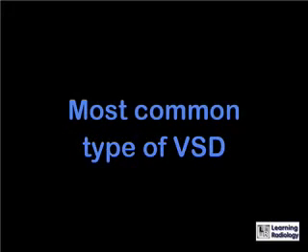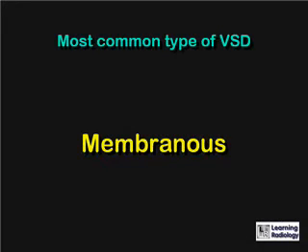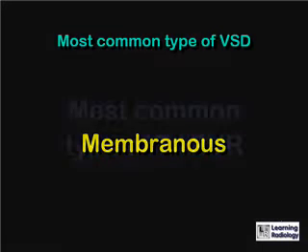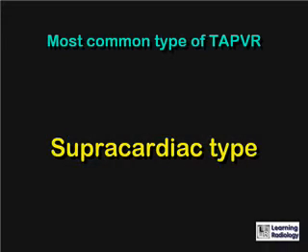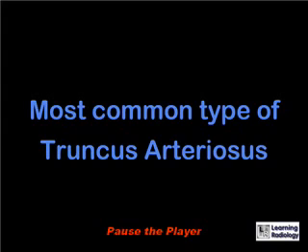What is the most common type of ventricular septal defect? The membranous type. What is the most common type of total anomalous pulmonary venous return? The supracardiac type. What is the most common type of truncus arteriosus? Type 1.